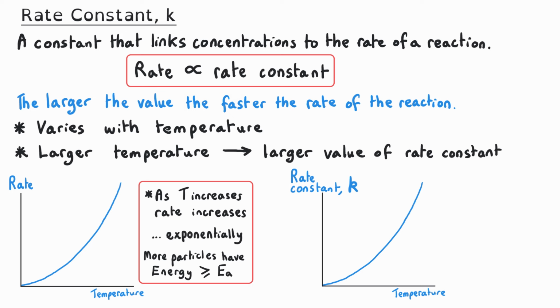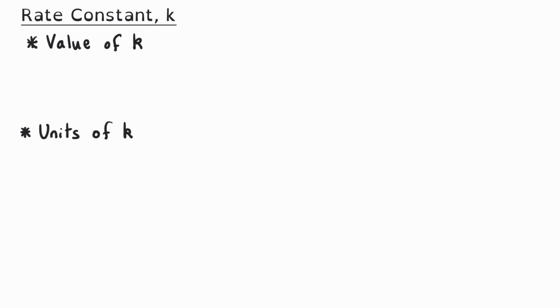Now, the precise shape will vary, but we'll definitely see a curve like this, up to a point, and after a certain point, the rate of reaction and the rate constant will level off and flatten out, as other factors might limit the rate increase for this particular reaction. When given a rate equation, you could be expected to calculate a value for the rate constant or to work out what the units would be for the rate constant.